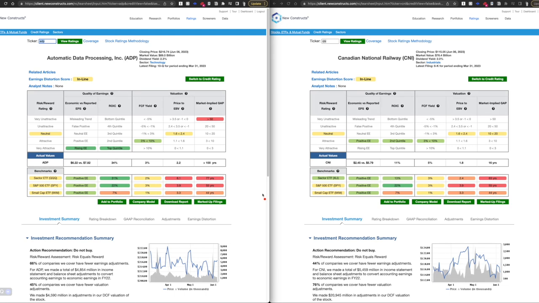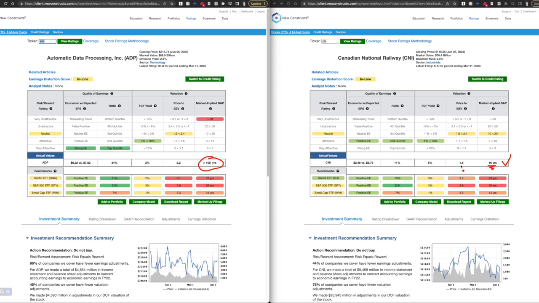Next, we have ADP versus Canadian National Railway. Again, we see that ADP, the market is predicting that they will maintain a competitive advantage for over 100 years. Based on ADP's historic numbers, I think that is a reasonable assumption. However, they're only paying for Canadian National Railway to cover their weighted average cost of capital for 16 years. So that could be a good or a bad thing depending on your assessment of the business, but all else being equal, definitely this is more favorable.